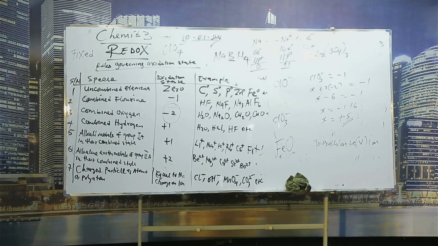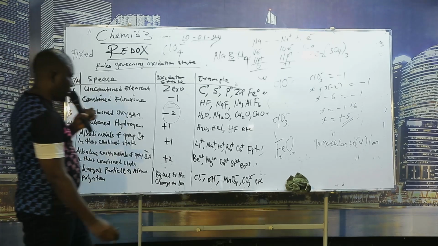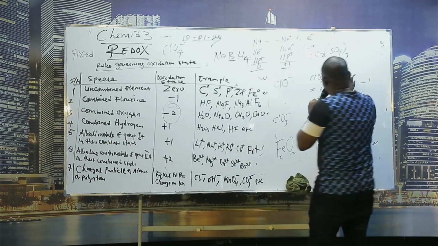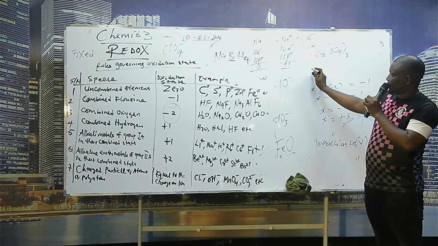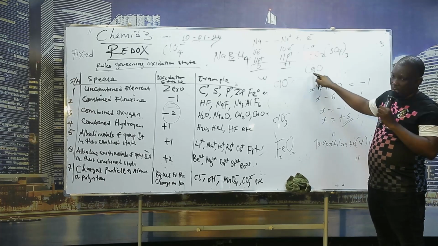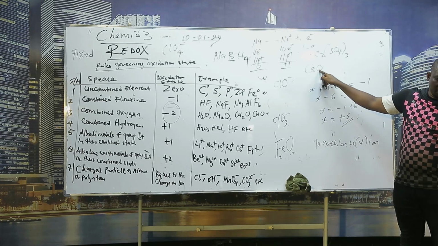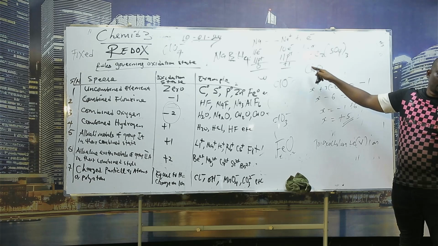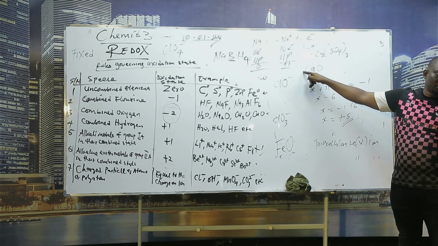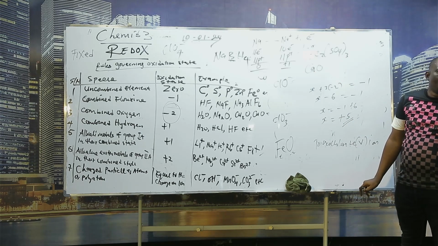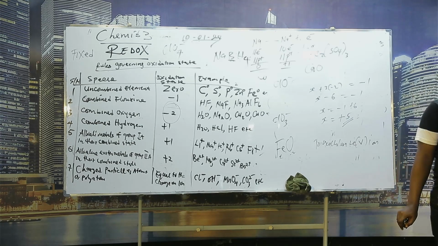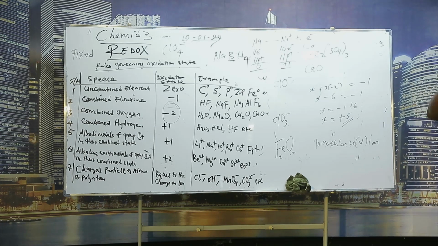Their oxidation state is what? Omitted. Example: CaO. How do you name this, calcium and oxygen? What is the oxidation state of calcium here? +2. But will you say calcium(II) oxide? Why won't you say calcium(II) oxide? Because it has a fixed oxidation state, which is only +2.